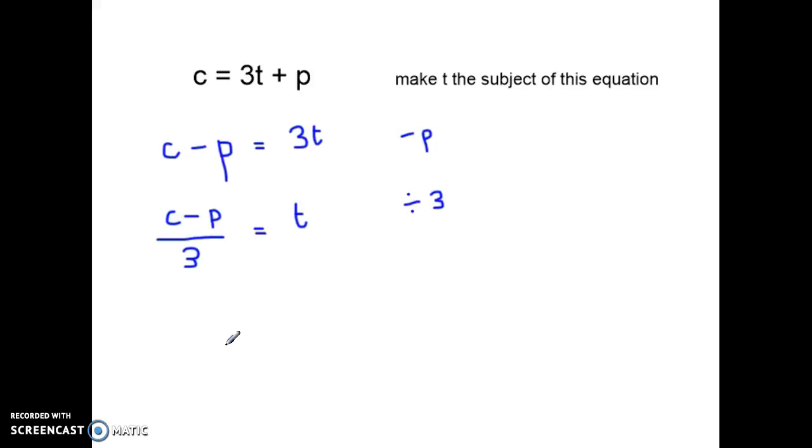On my VLE page in weeks 7, 8 and 9, there's a whole load of stuff on algebra. In the week 8 folder there's a help sheet that covers this plus all of the solving equations. Like I said, if you feel a bit weak on algebra, this is the stuff that you need to go back and look at, because it will most definitely turn up in your GCSE exams.